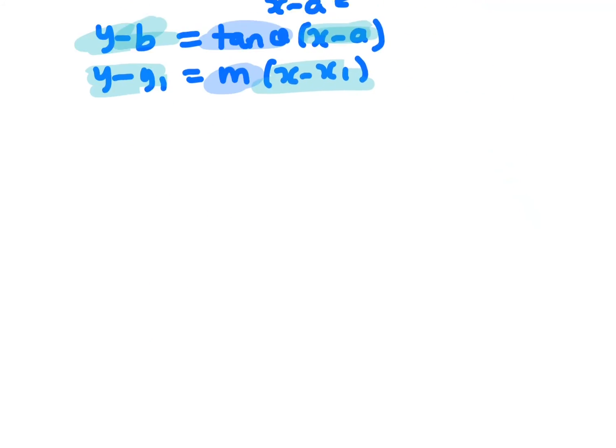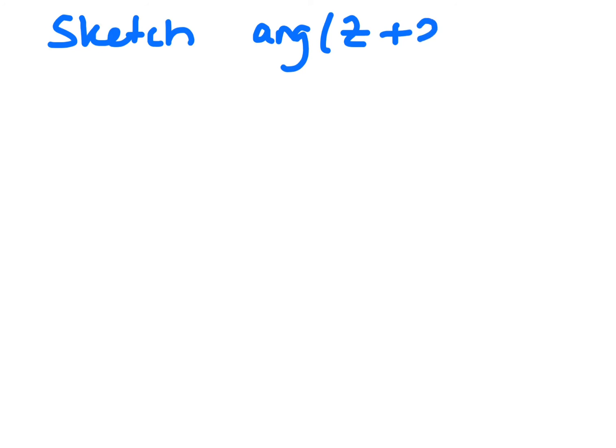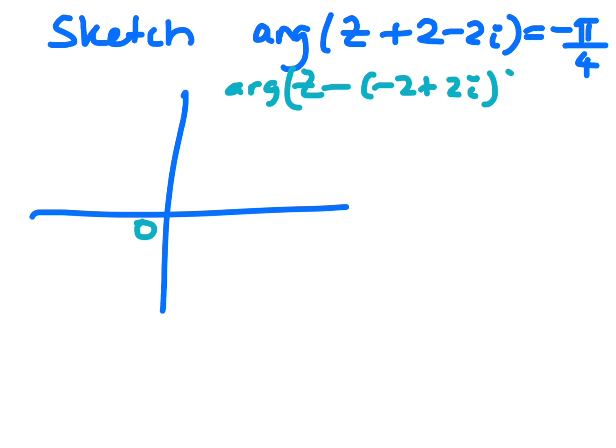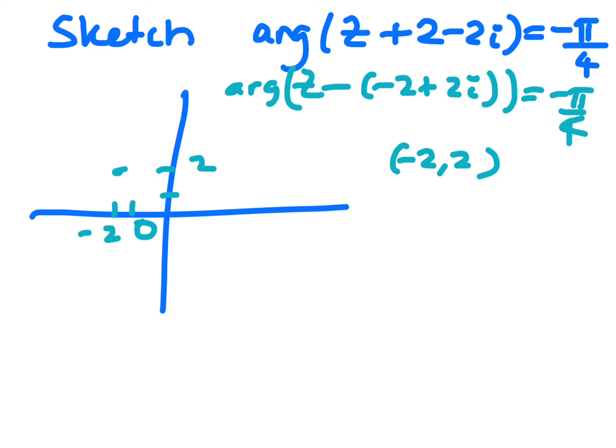Okay, so let's just look at one of these, and we're just going to sketch one of them. So we're going to sketch arg of z plus 2 minus 2i equals minus pi on 4. If we go to sketch this, basically we need to get the point first. So arg of z minus (minus 2 plus 2i) equals minus pi on 4. So the point is (minus 2, 2). You put an open circle there, dot the line.